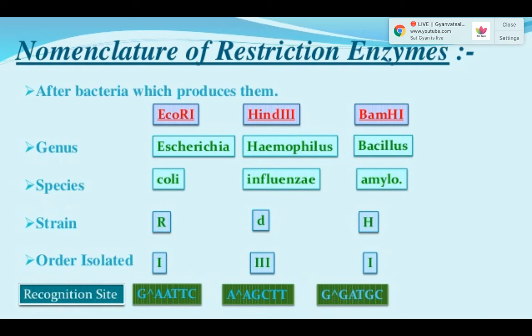In the same way, another one is HindIII. Now in HindIII, which is the first letter? H. Why H? Because what is the genus name? Haemophilus. Right? So the first letter is H. What is the second? The species name is influenzae; the first two letters are in, so it becomes Hin. Which strain is it? d. And which isolate is it? Order of isolate 3. So that is known as HindIII. I hope you are getting it. Right?